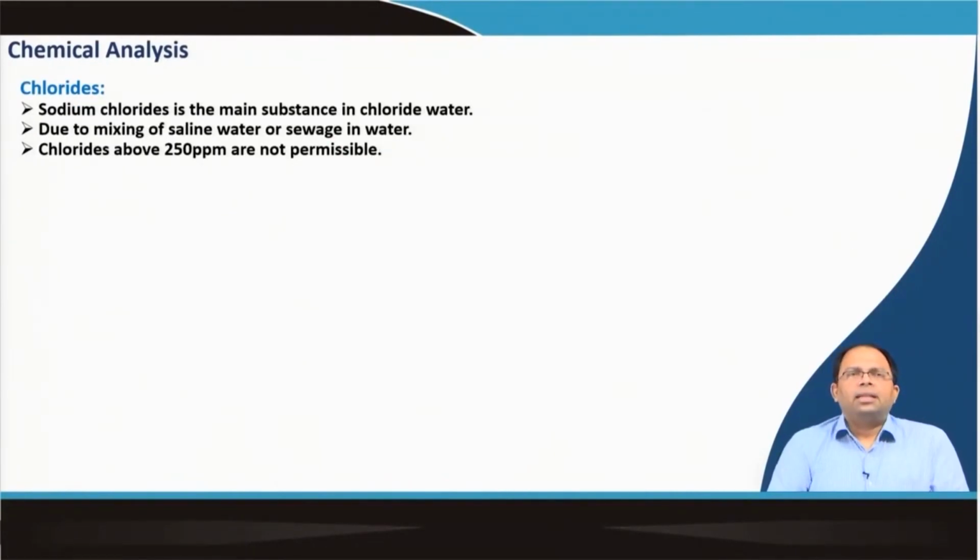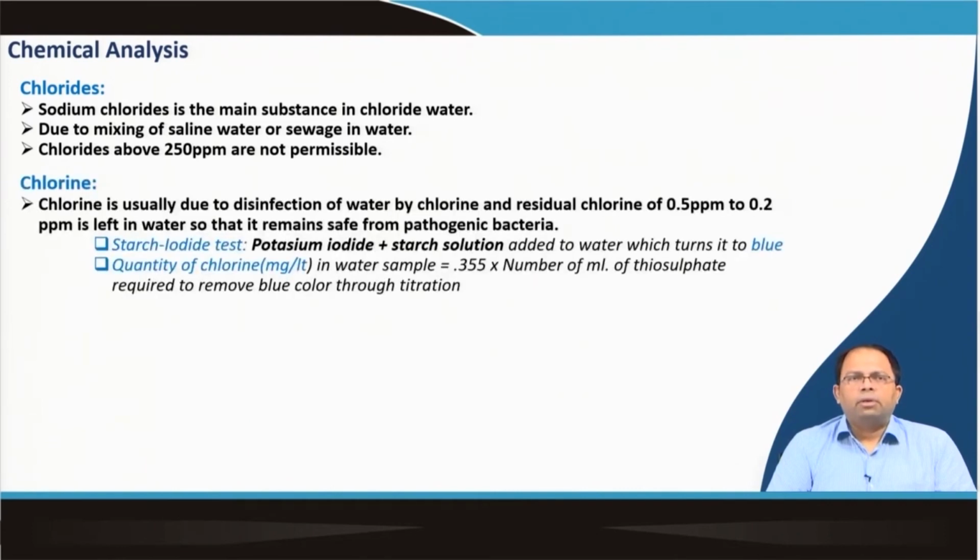Then other chemical analysis involves chlorides, and sodium chloride is the main substance in chloride water. Sodium chloride results in the presence of chlorides, and this could be because of mixing of saline water or mixing of sewage in water. So if we find chlorides in water, then we understand that either saline water or sewage has mixed, and above 250 ppm is not permissible at all. So we should be careful about that.